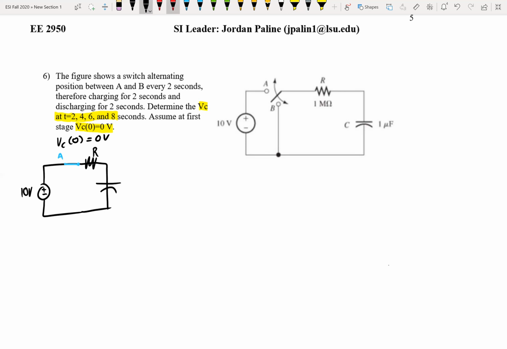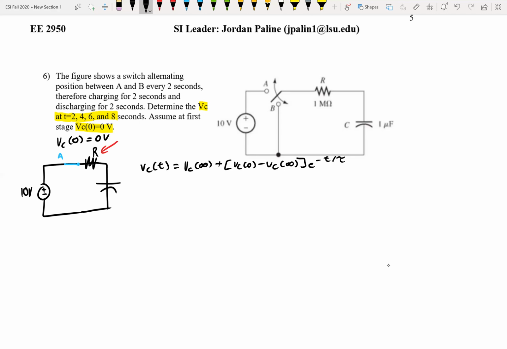Since we have this resistor here, we can go ahead and use the charging discharging equation. So if I was to write that out, V of C of t is equal to V of C at infinity plus V of C initial minus V of C at infinity, times e to the minus t over tau.